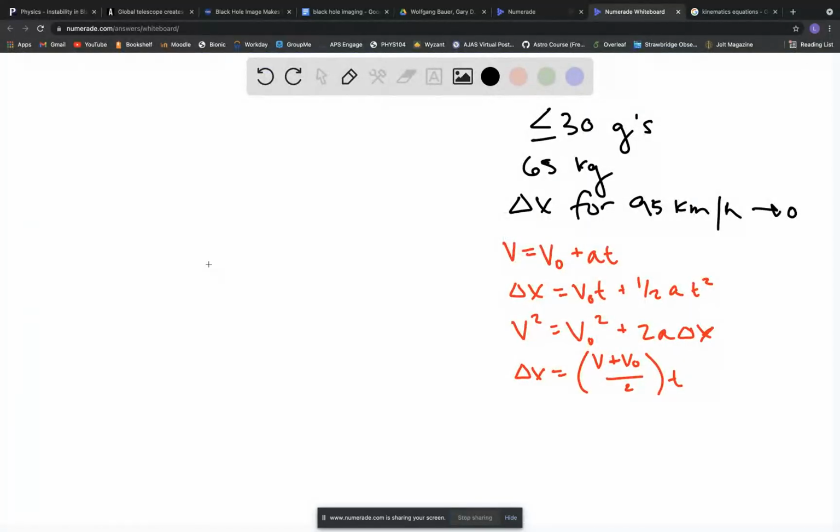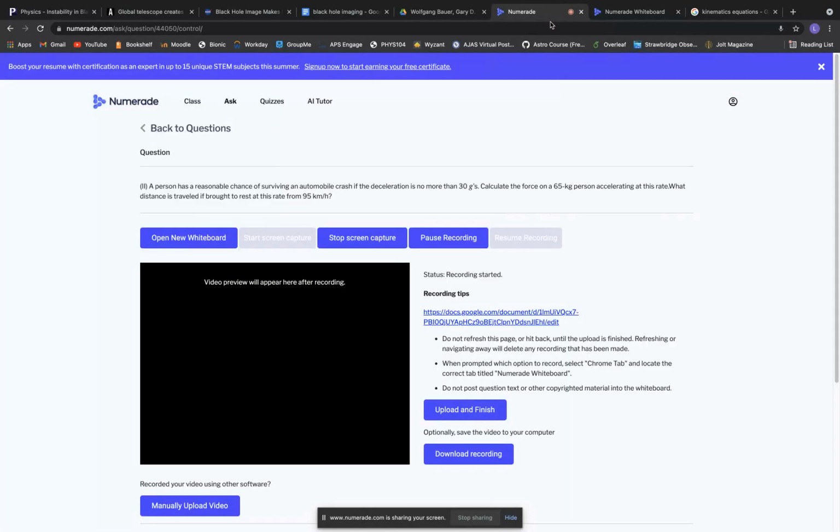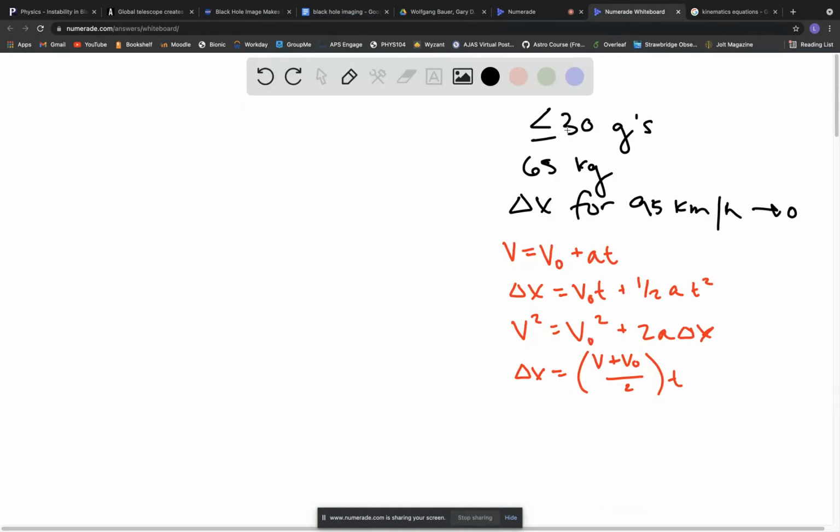All right. So in this problem, we're told that a human can survive a car crash if it's less than or equal to 30 Gs of force. So if it's maintaining under 30 Gs of force, of acceleration.